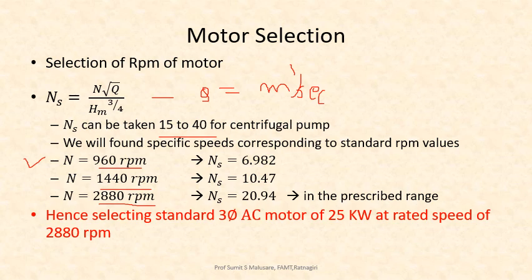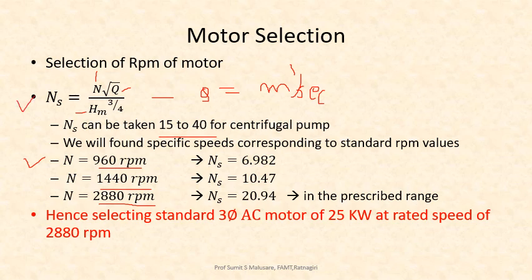So I know the value of Hm is equal to 65 meters, and Ns I have to find out. So now what I have to do, I have to put here the value of Hm 65 meters, value of Q 0.02. Already we have calculated it at the initial level, and now we only have to vary the value of n, and calculate the value of Ns.